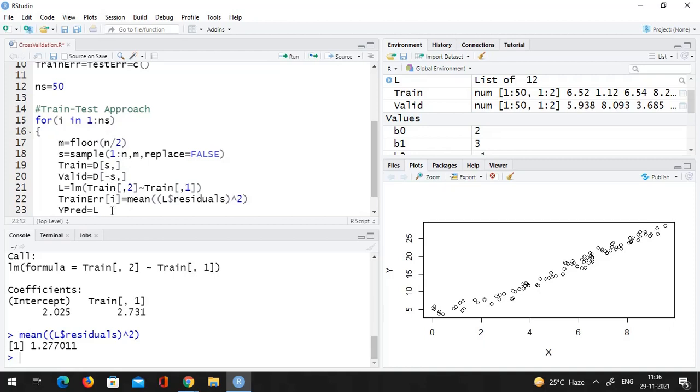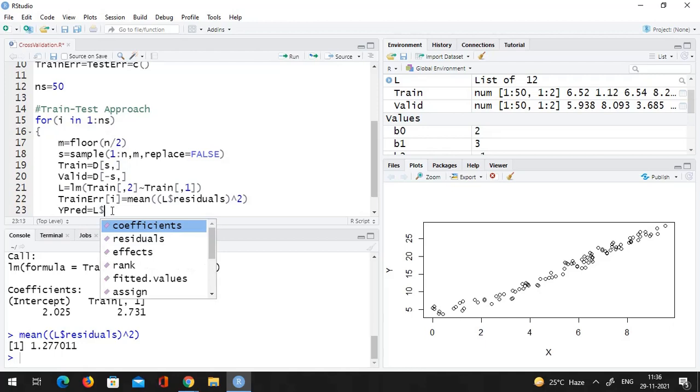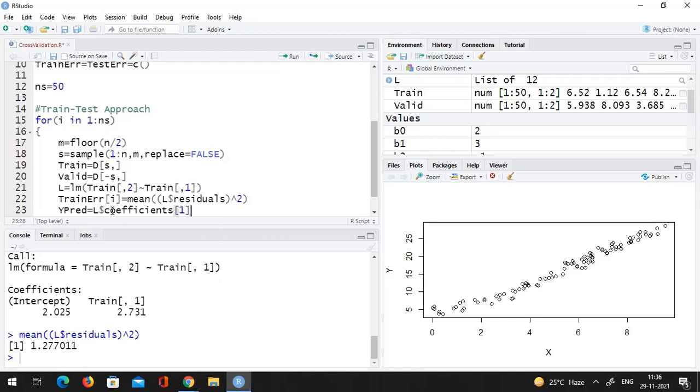L dollar coefficient square bracket 1 plus L dollar coefficient square bracket 2, and this will be multiplied with our test data set. So valid 1, correct? Yes, ma'am. X part of the test data. Okay. Any other way of getting the same thing?